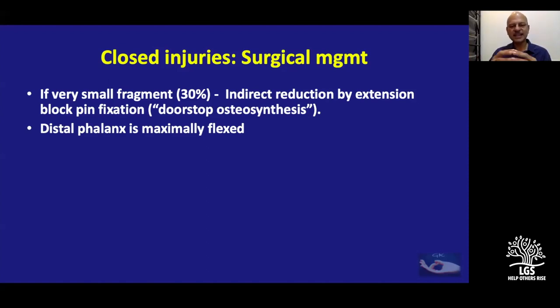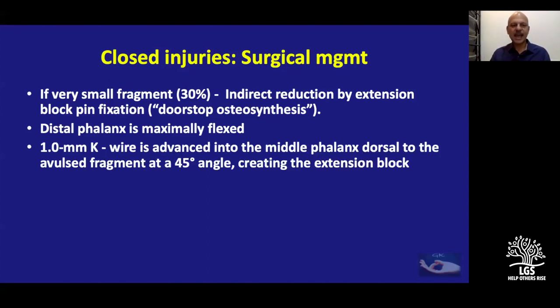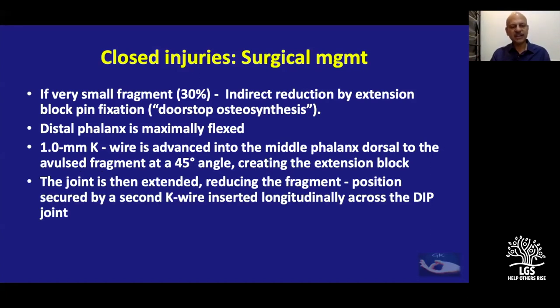The distal phalanx is maximally flexed and a 1 mm K wire is advanced into the middle phalanx at a 45 degree angle, creating the extension block. Now we'll just see the diagram and the surgical procedure. The joint is then extended, reducing the fragment. The splint is again applied for 6 weeks.